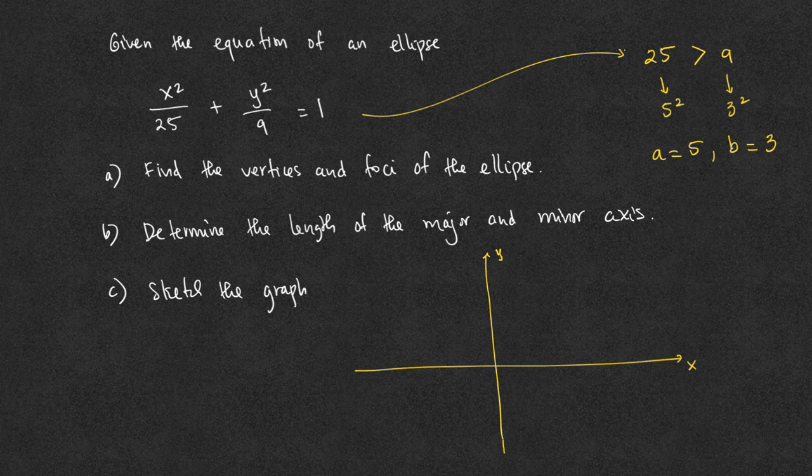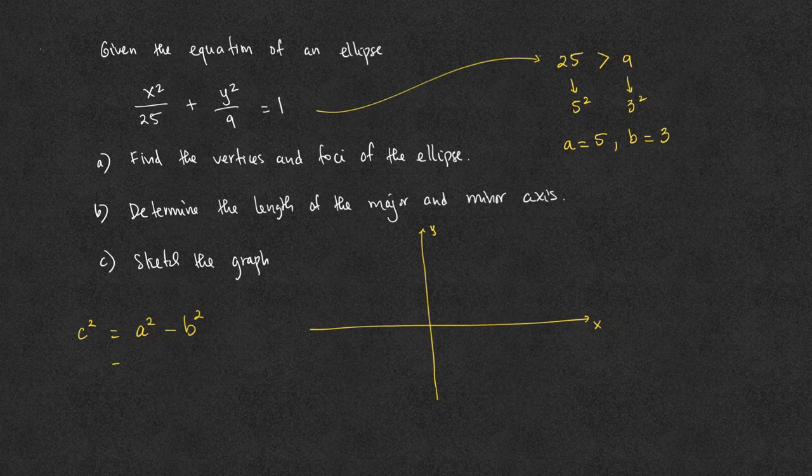To find the foci, we will use the formula c squared equals a squared minus b squared, where a is 5 and b is 3. This is 25 minus 9, which is 16. So c equals plus or minus 4. The square root of 16 is plus or minus 4. The foci are therefore at negative 4, 0 and positive 4, 0.